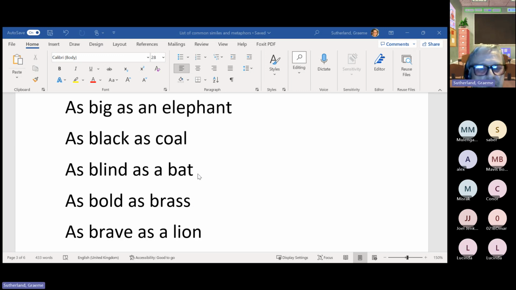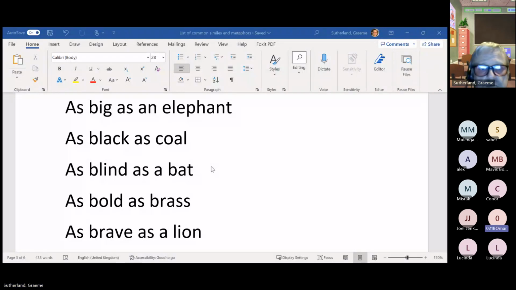So, as blind as a bat. Somebody? Bad eyesight. It's about eyesight, or the ability to see. And you could use it both as a simile and a metaphor, because you could talk about metaphorical blindness, that is, people who just don't want to see something. But nevertheless, blindness goes with bats.